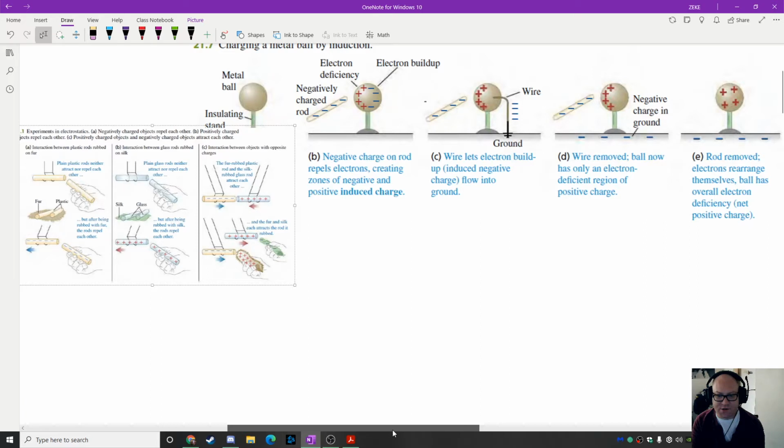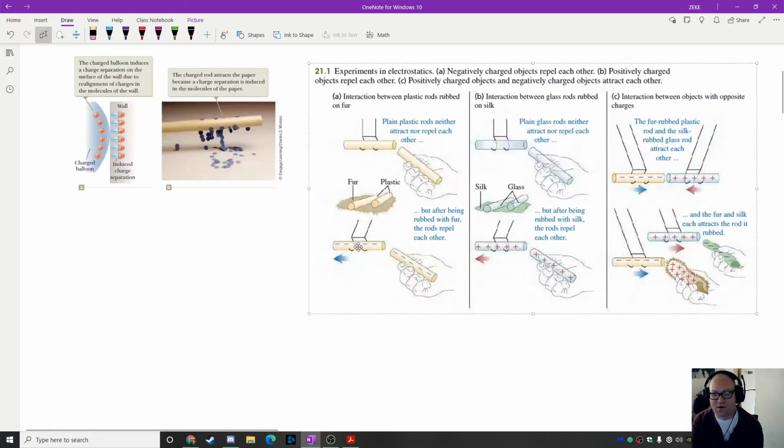Okay. So you have two plain plastic rods. They neither attract or repel each other, right? You rub the rods on fur. You rub them on fur, and then you suspend one of the rods via this little crush right here, right? And what happens is the two rods are going to repel each other.